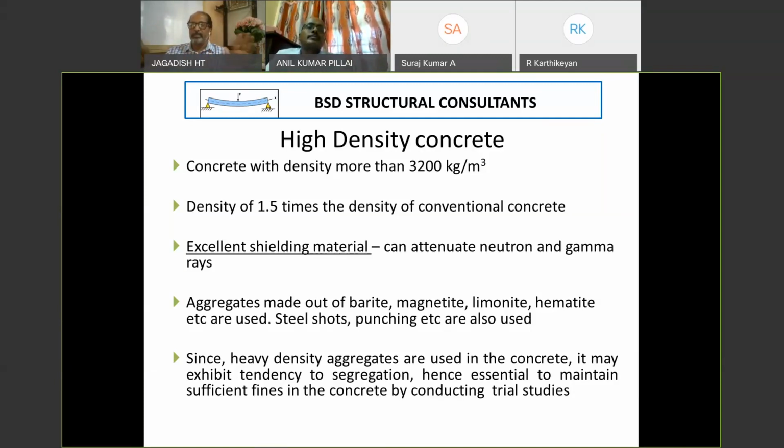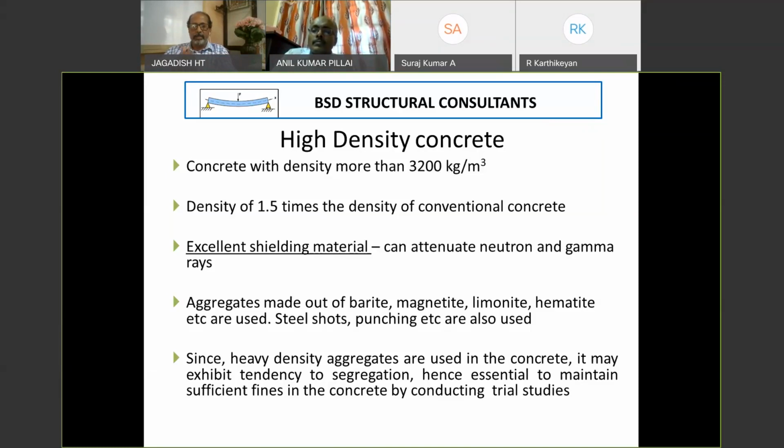We don't use anything other than this. No granite and nothing else is used here. So use iron ore as aggregate and mix it in concrete. You're going to get a density of easily 3,400 kg per cubic meter. Even in some places, we get 3,600 kg per cubic meter, as the requirement is also there. This is called ultra high density concrete. So the higher the density of concrete, the higher the density of material we use in the concrete.